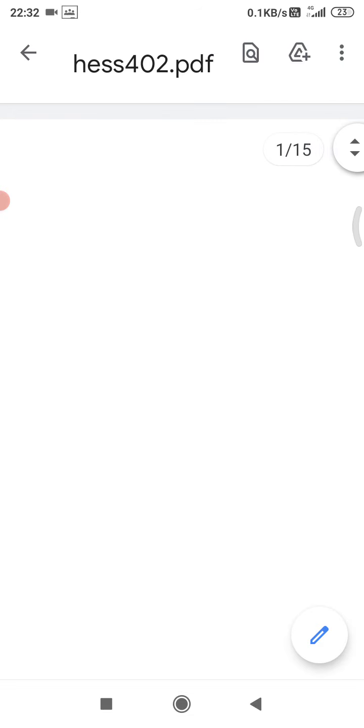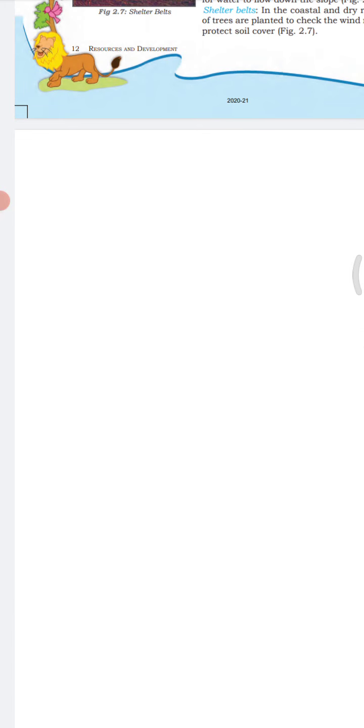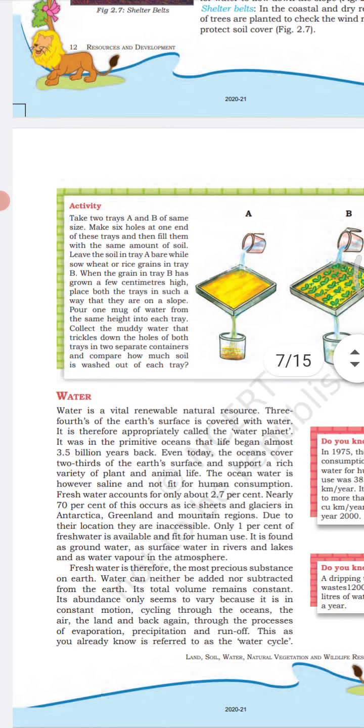With class 8 we are discussing chapter 2 of geography: soil, water, then natural vegetation and wildlife. Now I'm going to discuss one activity which is given in your book. So this is a picture. See A and B, two pictures are given here. So what is the activity?